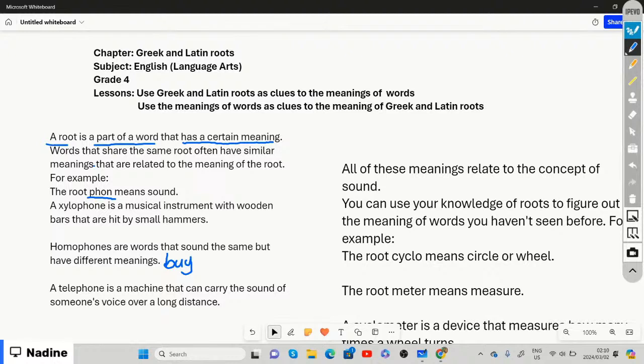So buy. And then we have another word, by, that means near. And then we have another word, bye, which is short for saying goodbye. If you look at those three words, all three of them sound the same. But all three of them are spelled differently, and the meanings of these words are different.